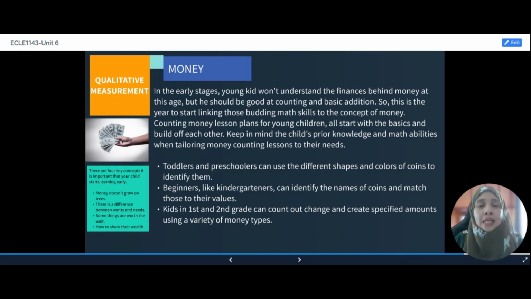Tetapi appropriately cuba guna mata wang yang sering digunakan di negara kita lah. Tak boleh lah kita nak gunakan mata wang US untuk kita nak mengira. Untuk permulaan sebagai calculation stage tu mungkin boleh, tetapi it will be better if you can use nilai mata wang ringgit yang kita guna di Malaysia.